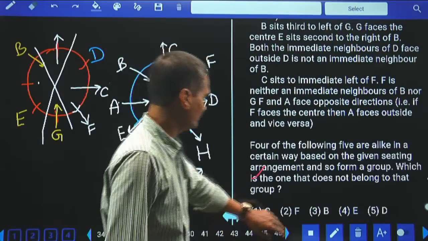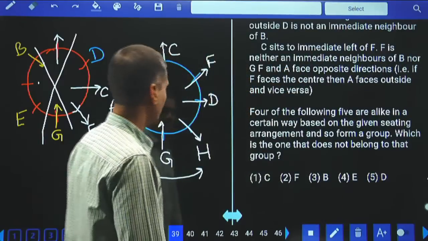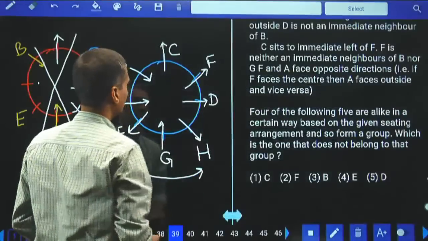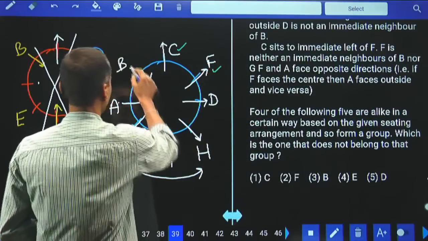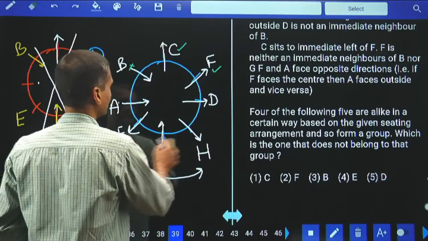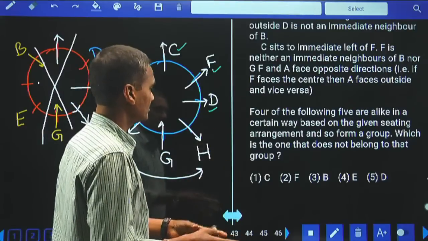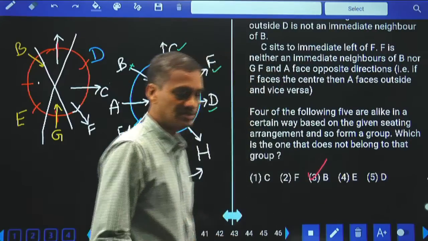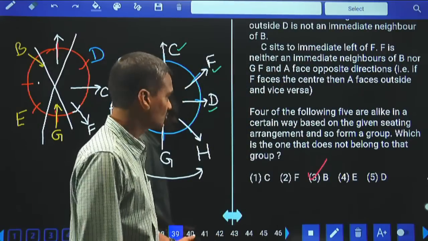Then coming to 39, 4 out of the following is nothing but an odd man out. Now in this odd man out, C, F. Now this C is facing towards which direction here? C is away from the center, F is away from the center, B. Now B is towards the center, and E and D. E is away from the center, D is also away from the center. Except B, the remaining 4 persons are away from the center and B is the only person who is facing towards the center, choice 3. Hence B is the odd one. And this is about question number 39, choice 3 is the answer.